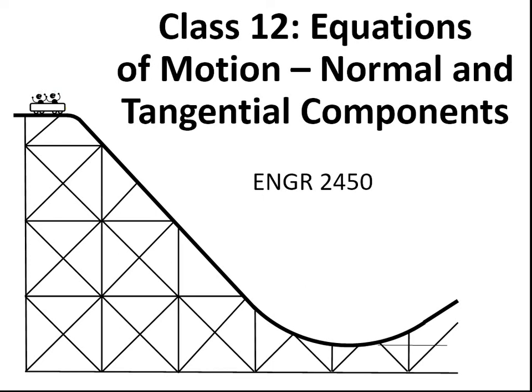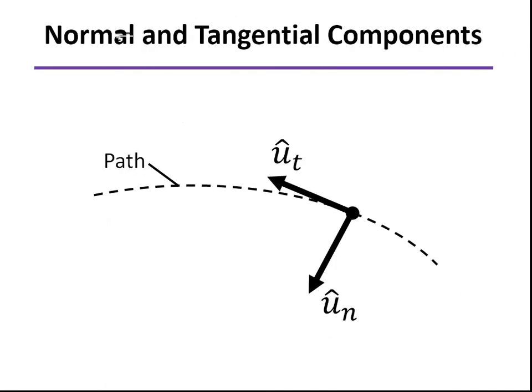The last couple of classes we've looked at equations of motion in the rectangular component system, so x, y, and z directions. So today we'll continue with equations of motion, but we'll use our second coordinate system that we've looked at, normal and tangential. And as you'll recall from your kinematics, the normal and tangential directions are defined by these two unit vectors. The tangential component, as the name implies, is going to be tangent to the path, and the velocity of the particle is going to be in the tangential direction.